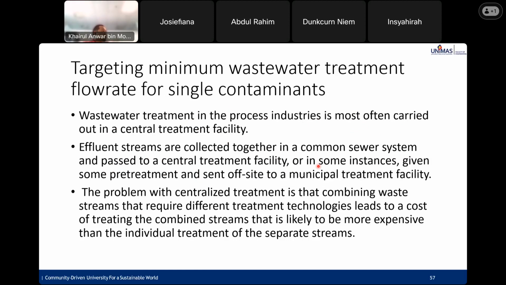The problem with centralized treatment is that combining waste streams that require different treatment technologies leads to a cost of treating the combined stream that is likely to be more expensive than the individual treatment of the separate streams.